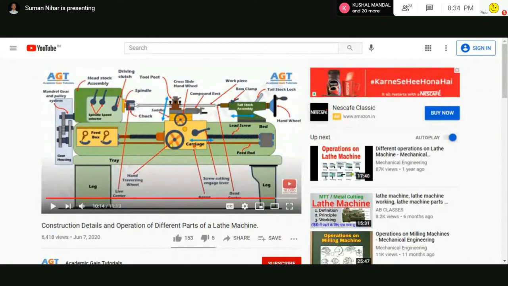Another type of chuck is your 4-jaw chuck. In case of 4-jaw chuck, apart from a cylindrical job, we can hold other types of job, hexagonal or square type of job. The 4-jaw chuck is an independent chuck. In that case, we can move the jaws independently. So I am showing you the figure of the chuck.